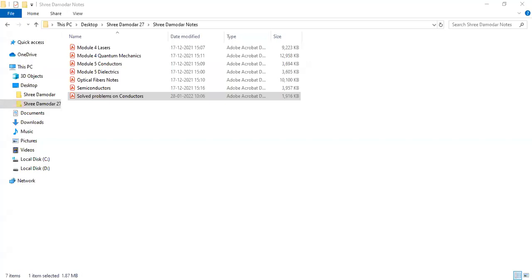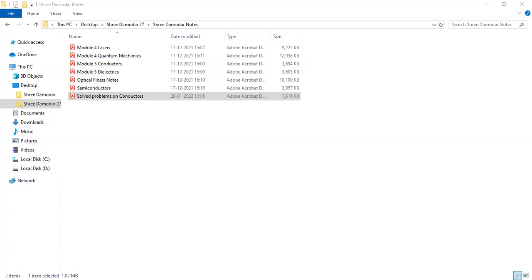Now there is a problem on finding out the Fermi energy level. The Fermi energy level is given. I think this problem is not there according to your syllabus. Forget about problem 3. This problem is not required. Forget about it. This part is removed from your syllabus. This is not required.